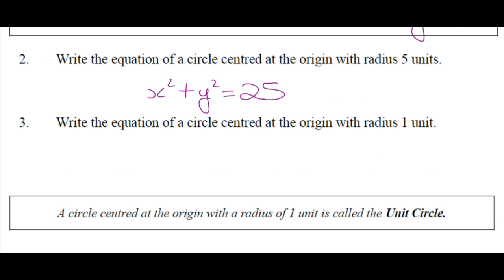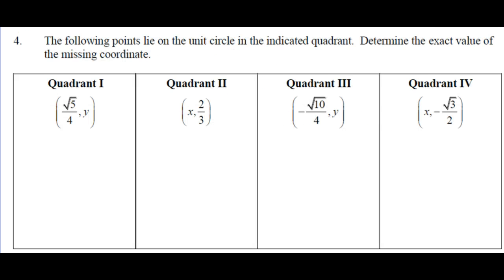But anyways, write the equation of a circle centered at the origin with radius of 1 unit. What will that be? Big reveal: x squared plus y squared equals 1. A circle centered at the origin with a radius of 1 unit is called the unit circle. So it's going to become a very important thing for us, the unit circle. Why is that so important?